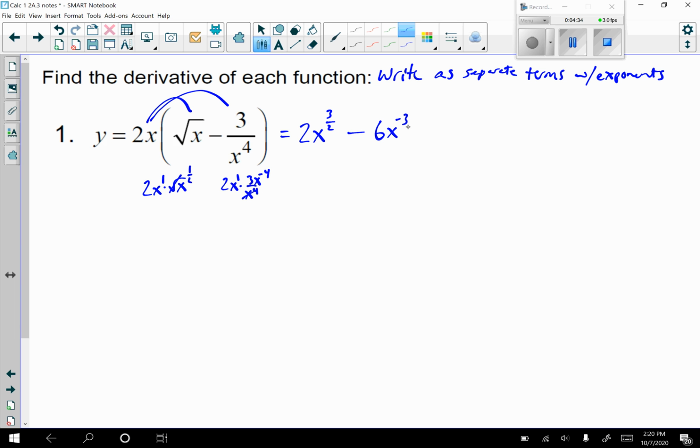That is not the derivative. We just had to make it look like we could do a derivative. Separate terms with exponents. So I didn't label as dy dx or anything. Always label derivatives. Know when you have done that. That is part of your answer.